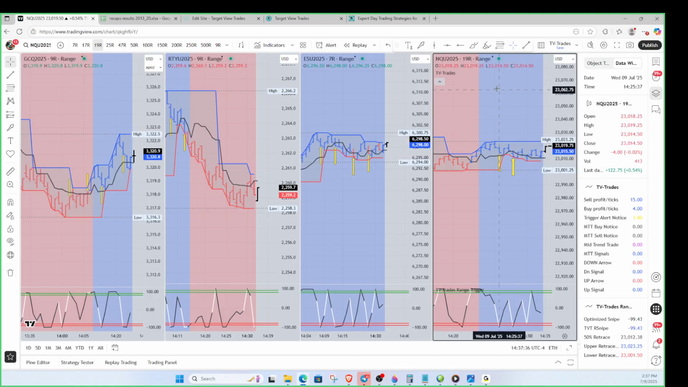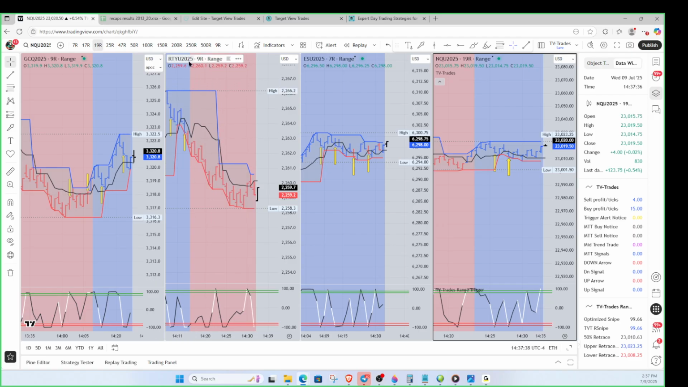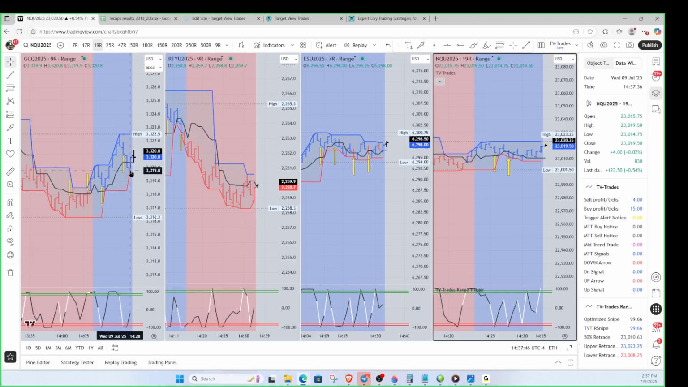Now, with the Russell and with the gold, it's on a 9 range because there's 10 ticks per point. Right? So if you're doing the math ahead of time, if you're saying, okay, I know the top of this bar is right here at 59.9, it's a lot easier to say, okay, well, I'm going to sell 58.9, which would be right here.